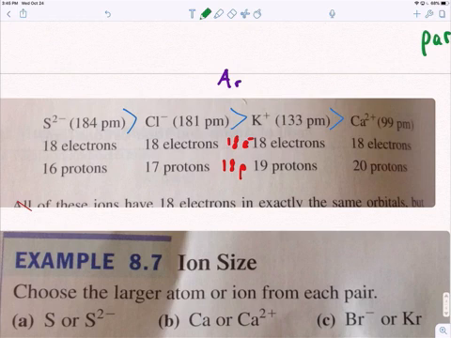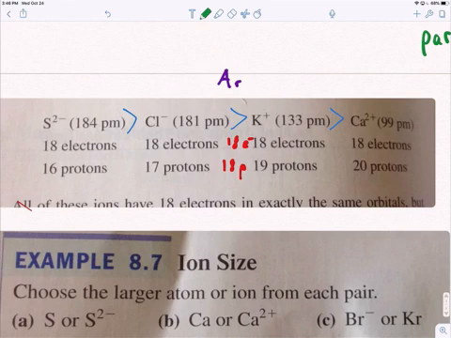These are known as isoelectronic atoms and or ions. So isoelectronic, iso means same. Isoelectronic, same electrons. So if you look at these, sulfide, chloride, argon, potassium plus 1, calcium plus 2, these all have 18 electrons. So isoelectronic, same electrons. Sulfur has 16 protons, chloride has 17 protons, argon 18, potassium 19, calcium 20.